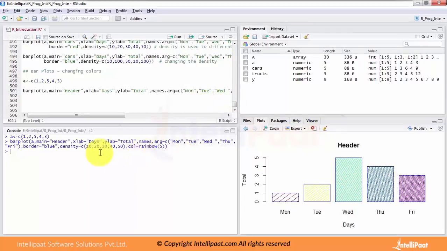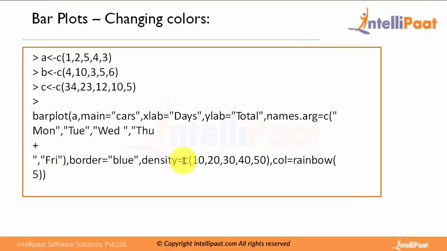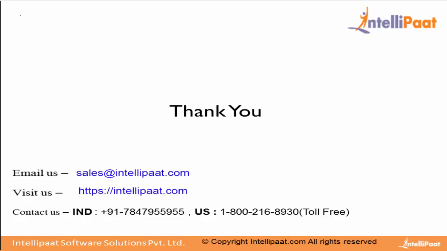In case of rainbow, if we see the syntax, I'm saying that border is equal to blue, density is what, and color is equal to rainbow. And why do we use this 5? Reason being, there are 5 elements in here, so we must use 5 different colors. We do not have command over the color. It takes random colors, but it tries to differentiate between the colors of the different boxes. That is how the default behavior is. So that's it about the rainbow, and this is all about the introduction of R.